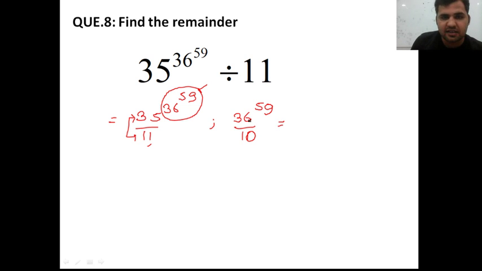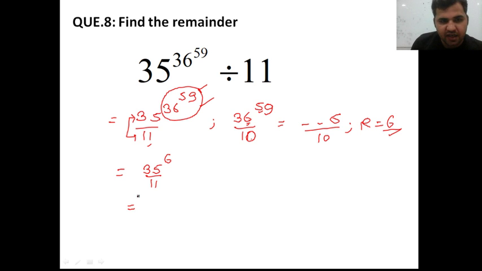So when 36 is divided by 10, what will be the remainder? Now this is an easy question of remainder, because any power of 36 will have 6 as its unit digit, right? Now if the unit digit is 6, the remainder will also be 6. That means from this power, when you remove the multiple of 10, the remainder will be 6. So now this question will become 35 power 6 divided by 11.